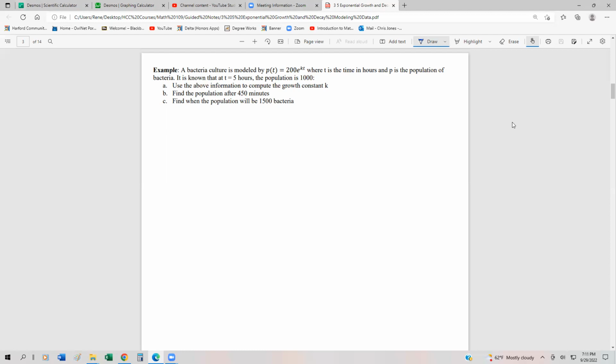We know that the initial value is 200, and that's fine. But let's substitute. P at 5 is going to be equal to 1,000. Okay, so after 5 hours, we get 1,000. And so we can substitute 1,000 back in for P of t and 5 back in for t. And so we're going to get 1,000 is equal to 200 e to the k times 5.